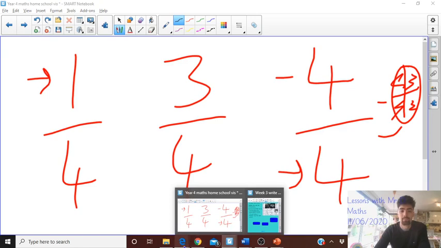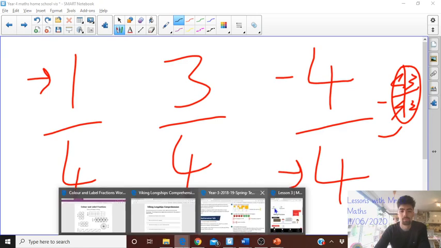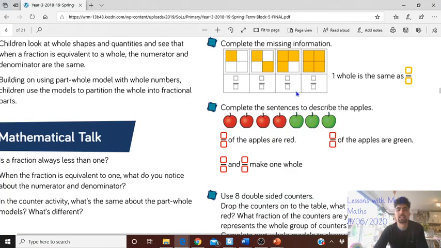Where are we? Let's have a look at these. This is just a bit of recap again before we get on. So can you complete the missing information in here? This is what I've just shown on the smart board. What does that show? What does that show? This will help you think about adding.